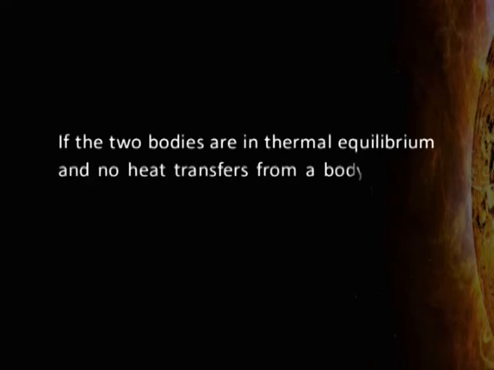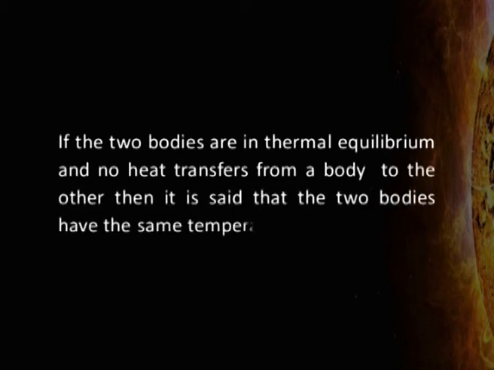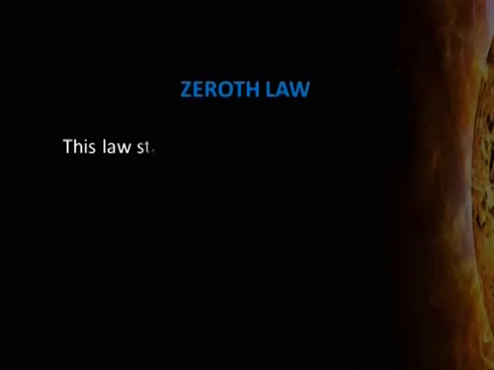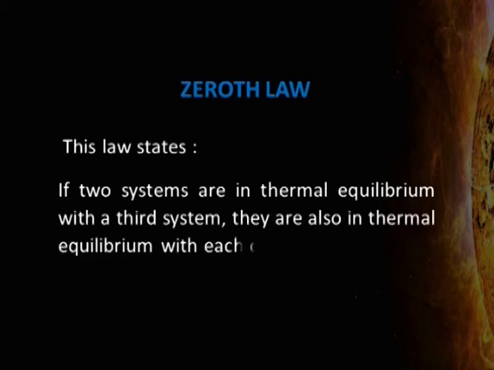The two bodies are said to be in thermal equilibrium if no heat transfers from a body to the other. The temperature concept can be defined here. If the two bodies are in thermal equilibrium and no heat transfers from a body to the other, then it is said that the two bodies have the same temperature. Depending on the concept of thermal equilibrium, Zeroth law can be defined. It states that if two systems are in thermal equilibrium with a third system, then these two systems are also in thermal equilibrium with each other.